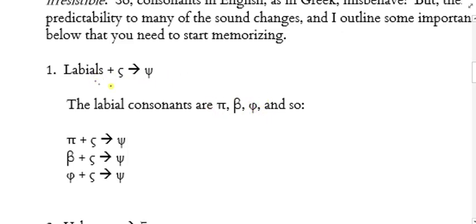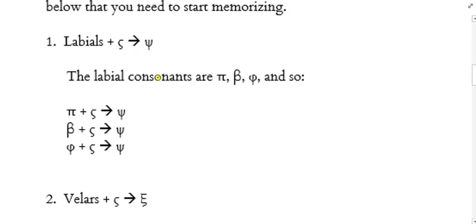And what happens is when the labials meet a sigma, the labials and the sigma together will produce the psi. The psi. All right, so P plus sigma becomes psi, beta plus sigma becomes psi, and phi plus sigma becomes psi. All right? So we want to take careful note of that and know what will always be the product of a labial crashing into a sigma. All right? We're going to see this a lot with our third declension forms.